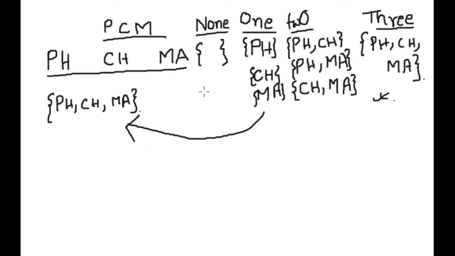How will we find that this is a subset of this main set? We have to first see, this is physics. Physics is available here, so this is a subset of the main set. Chemistry is available here, this is a subset of the main set. Maths is available here. Physics and chemistry both are available here. Physics, chemistry, maths all three are available here. None: so the none set is available in all sets.